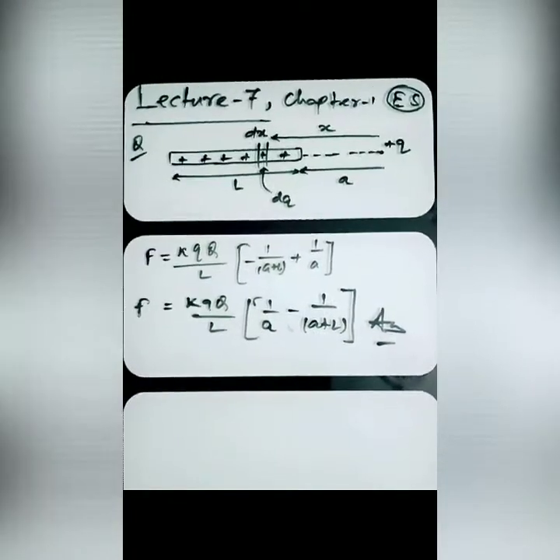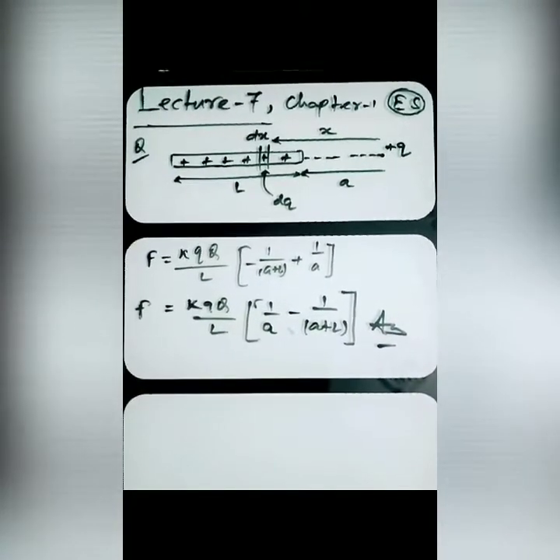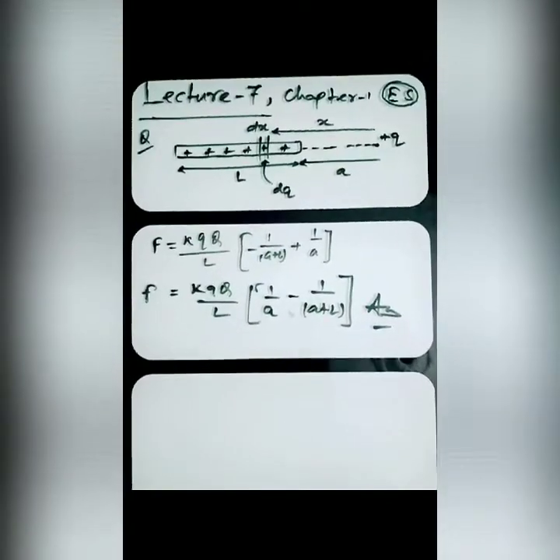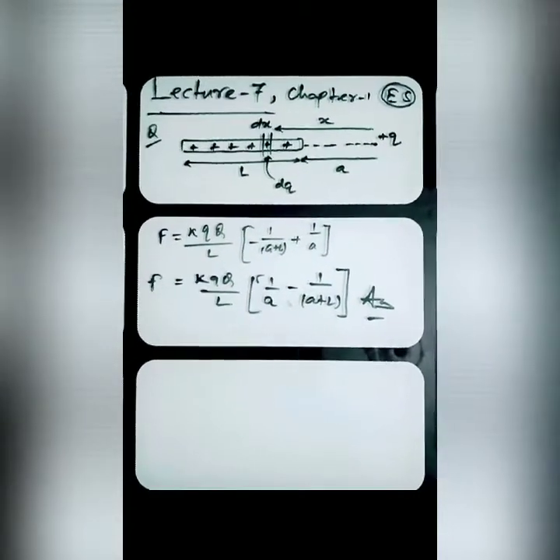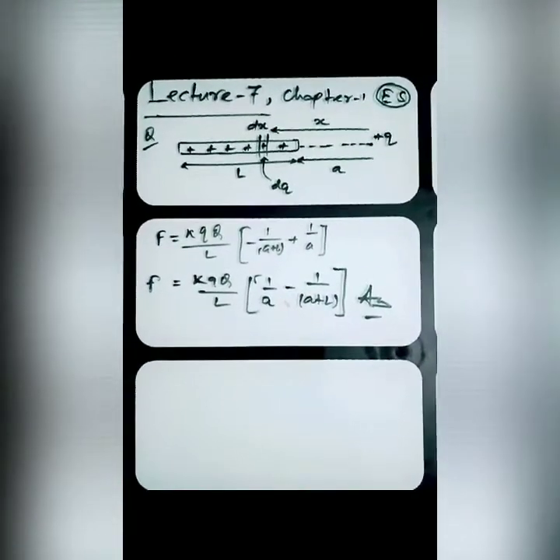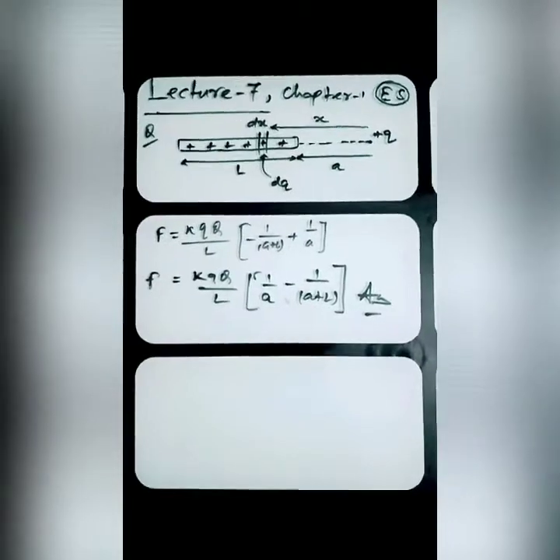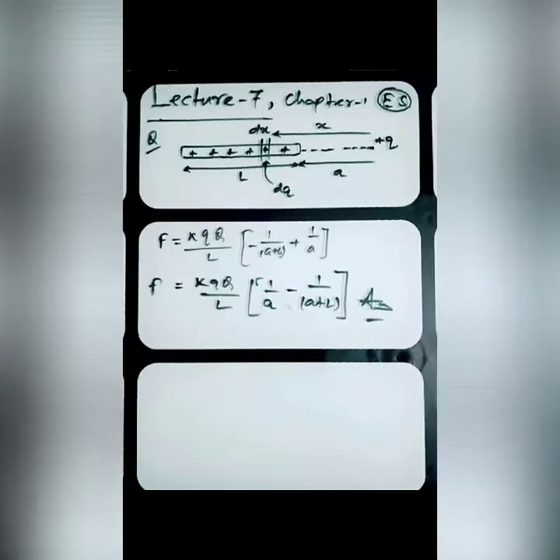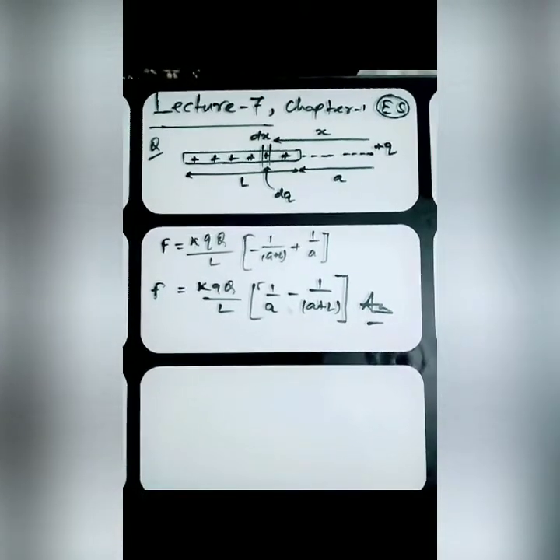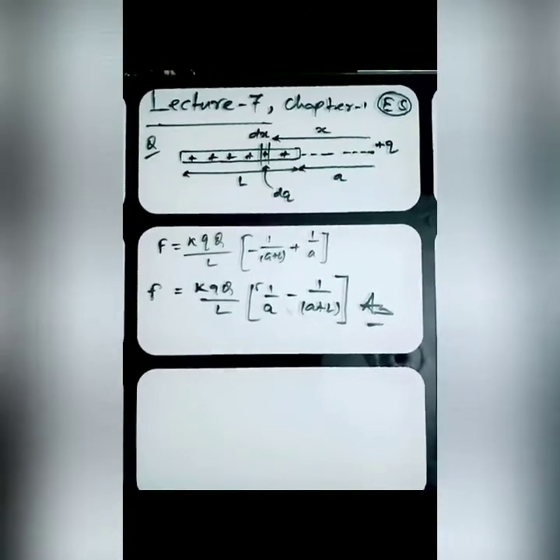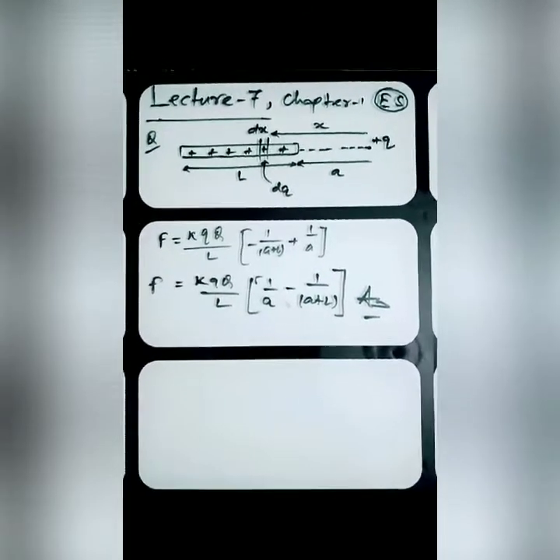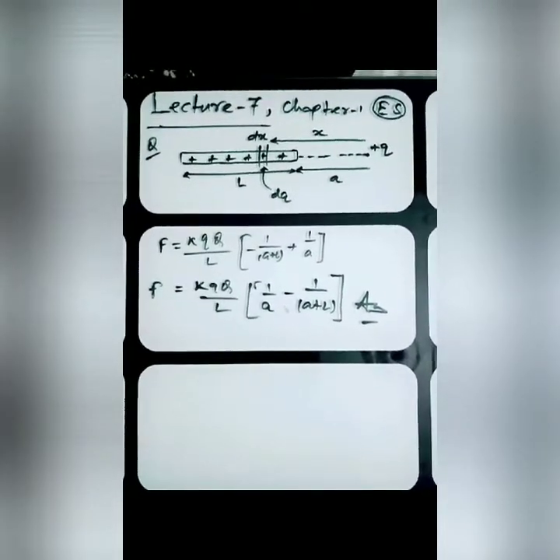Now, students, you can write F equals kQq by L times the bracket after putting the proper limits. Then F will be kQq by L times the proper value. You can solve this further by taking the proper LCM, and you will get the same answer in different books. After simplification you can write the answer.